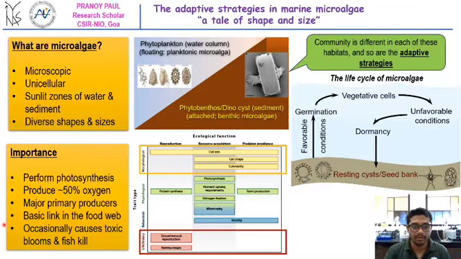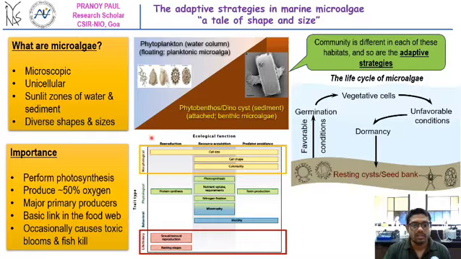They are major primary producers. They form the base of the food chain, and occasionally they cause toxic blooms and fish kills. Microalgae which are found in the water column are called phytoplankton, and the ones which are found in the sediment are called phytobenthos. Therefore, the community is different in each of these habitats, and so are their adaptive strategies.